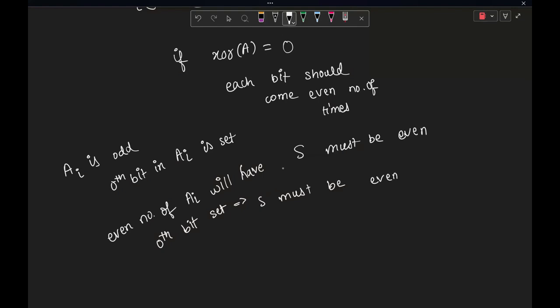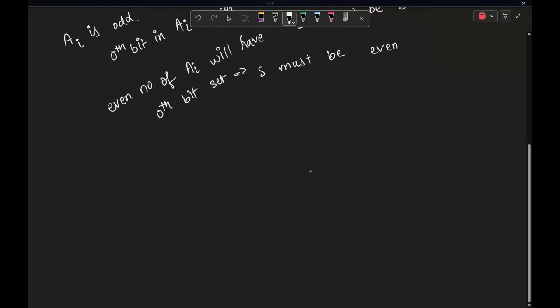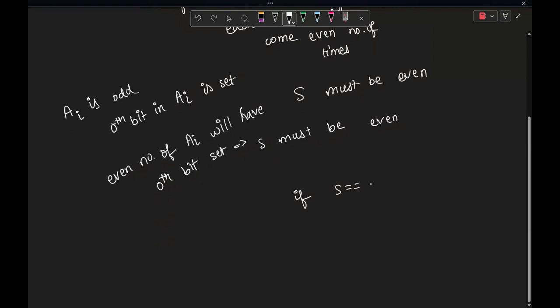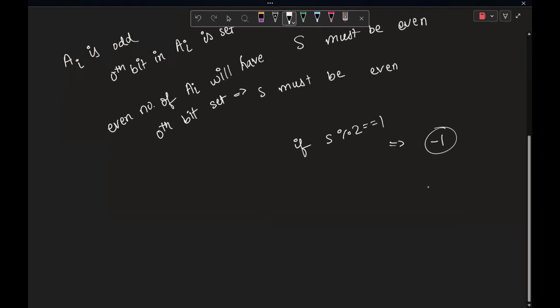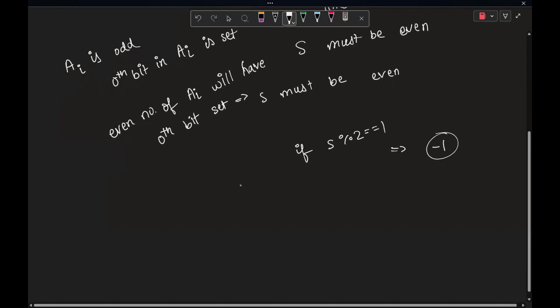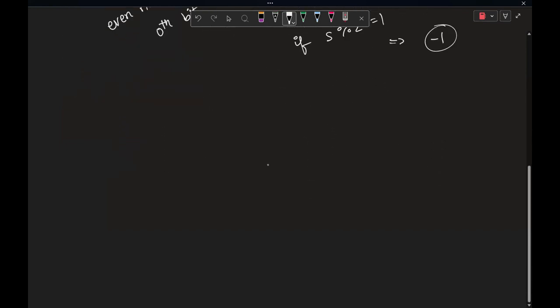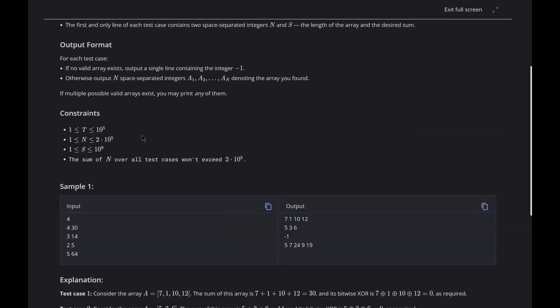I got this idea almost instantly. So if you get S being odd, the answer is -1. This is something you can instantly say. The next thing is, when you know that S is even, what to do next? Let's read the example test cases here.